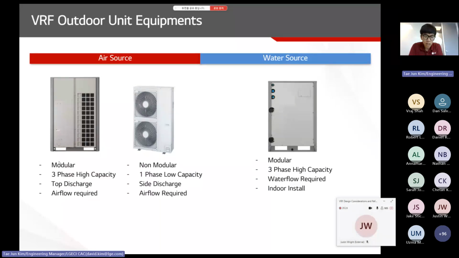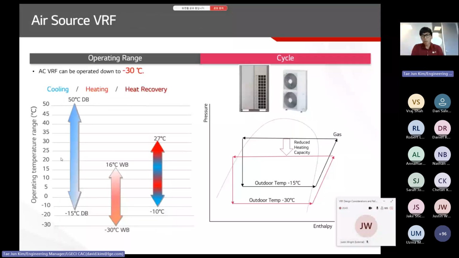Okay, most of the three-phase units out in the market are top discharge, three-phase, and it's a modular system, meaning that you can combine multiple systems to create a bigger capacity. Same thing with the water source units. They're a modular system that you can make up higher capacity by combining multiple outdoor units together. But going through the air source VRF, most of the VRF out in the market right now can go down to -30 in heating operation.